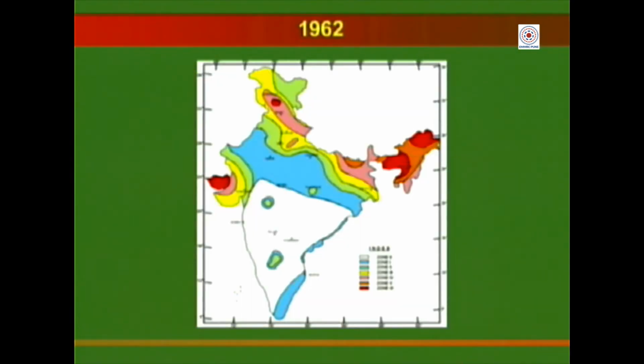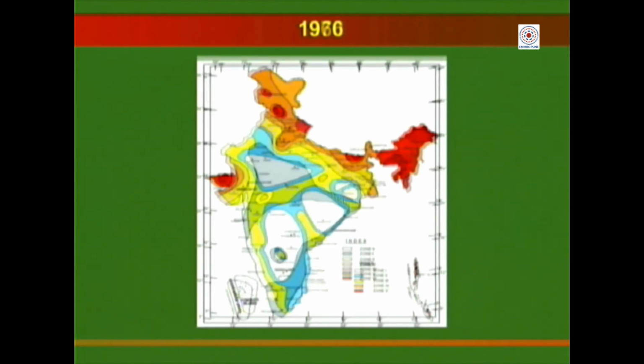So, this is the data from 1800 till September 2001, and more than 3,000 earthquake events have been reported in the Indian continent. And you can see here 1962, 1966, 1970 and 2001. This is the seismic zoning of India and how we have increased in terms of seismic vulnerability.